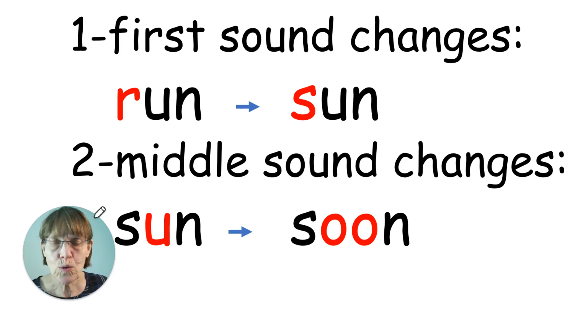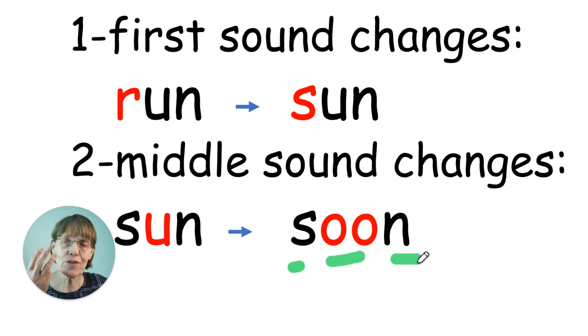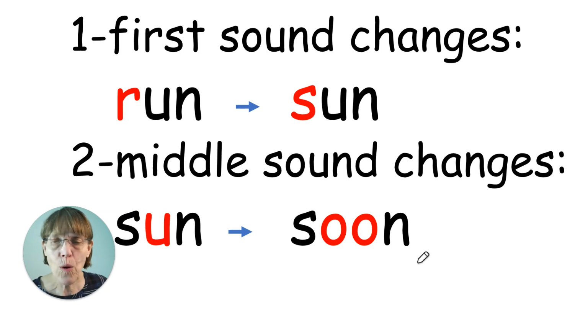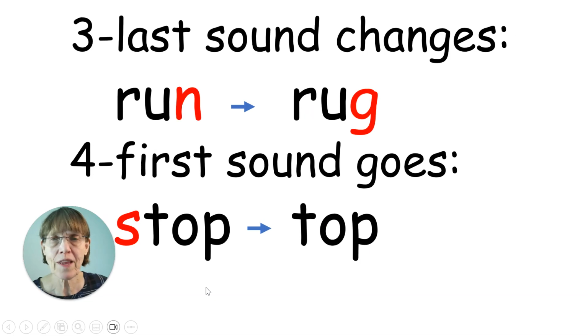And number 2 are middle sound changes. So here we have sun, s, a, n, 3 sounds. And now we have soon, s, oo, n. Still 3 sounds, but the vowel is different, and it's a new word, a different word.